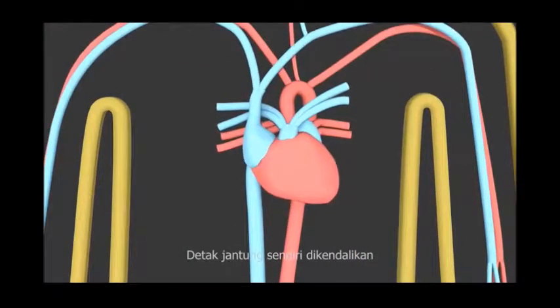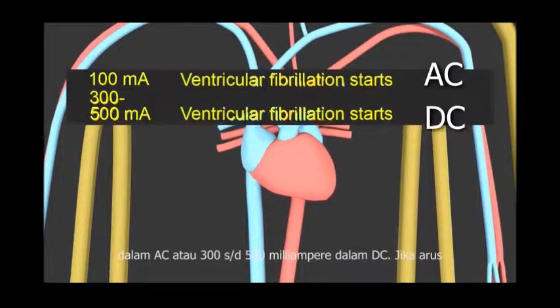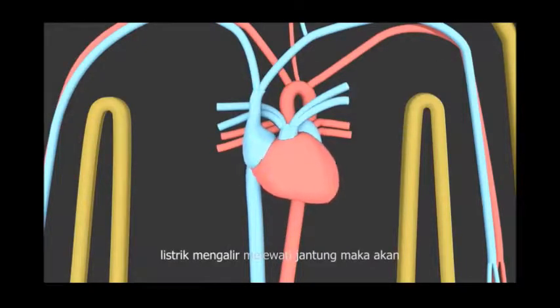The heart's pumping is controlled by electrical stimulation. At 100 milliamps AC, or 300 to 500 milliamps DC, if the current runs through the heart, then that is interfered with. This causes what's called ventricular fibrillation. The heart quivers instead of beating properly, and also leads to death. So far, it does look like it's the amps that kill you.